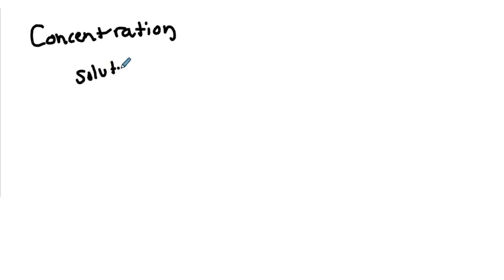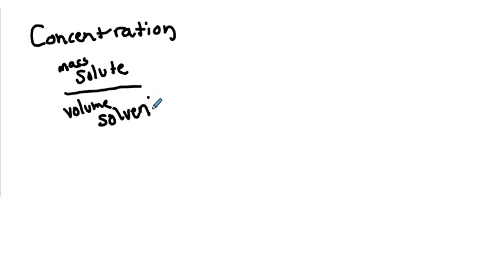When we talk about concentration, we're typically measuring the amount of solute, which is the substance that we dissolve, so this is the mass of our solute, divided by the volume of my solvent, which is whatever we're dissolving it into. Typically we measure the mass of our solute in grams, and the volume of our solvent in milliliters. So grams divided by milliliters is our typical units for concentration.